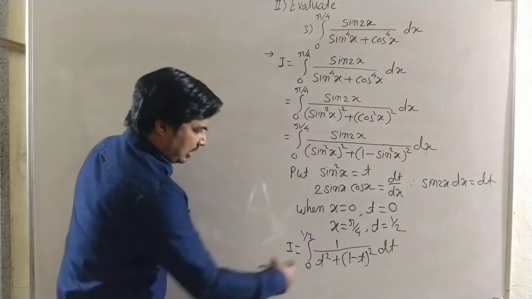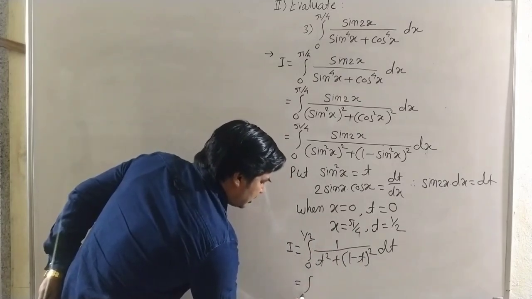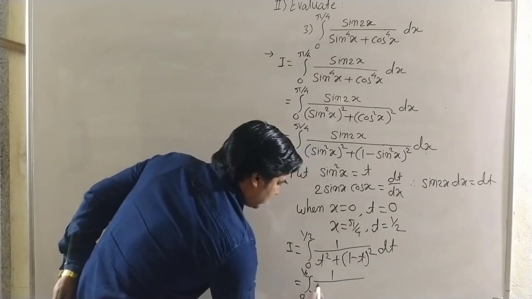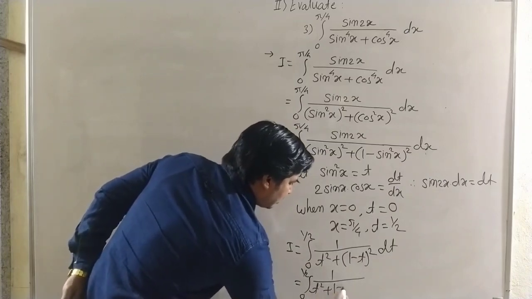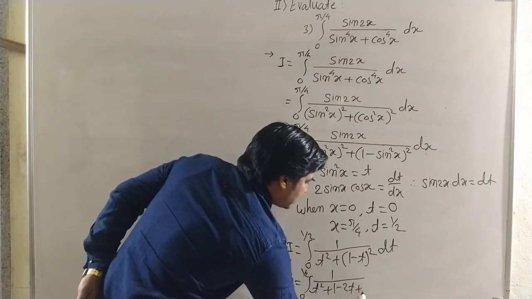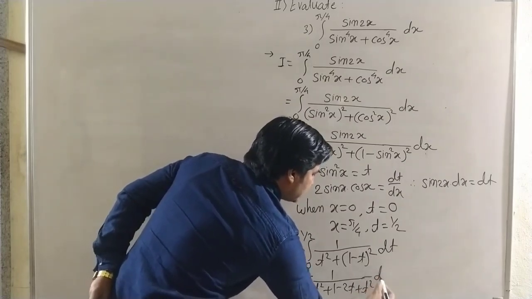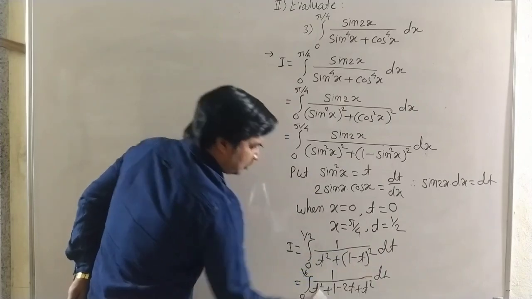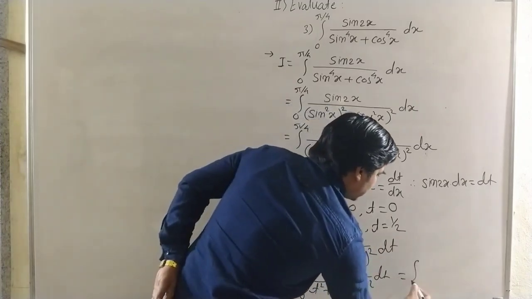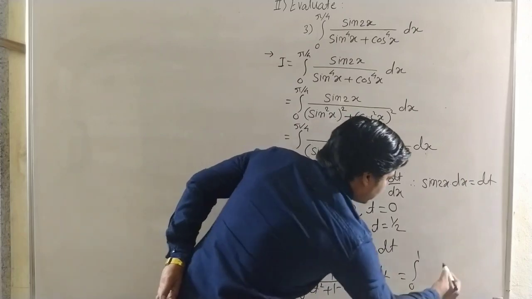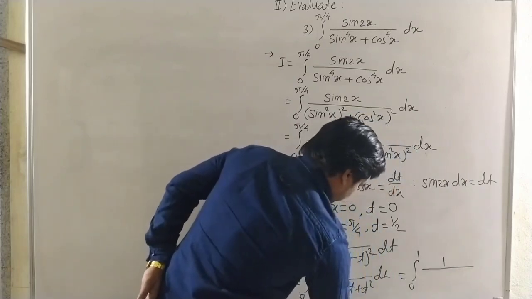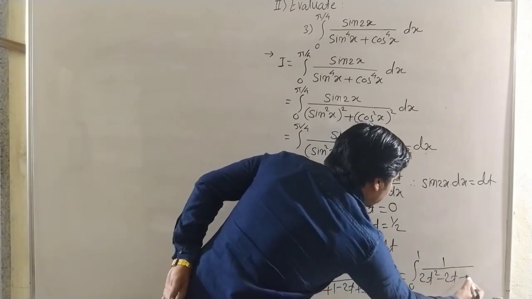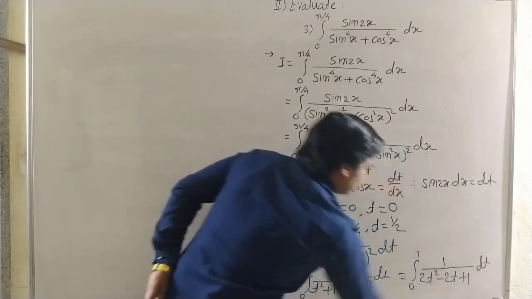Okay. Now we calculate this. It is the integral from 0 to 1/2 of 1 upon t square plus 1 minus 2t plus t square. Expansion of this bracket: (1 minus t) whole square is 1 minus 2t plus t square, and then this can be written as the integral from 0 to 1/2 of 1 upon 2t square minus 2t plus 1 dt.